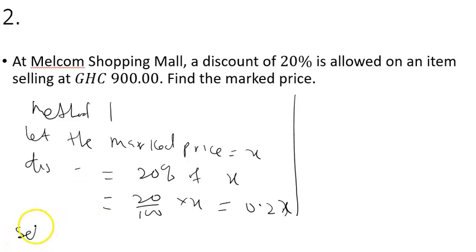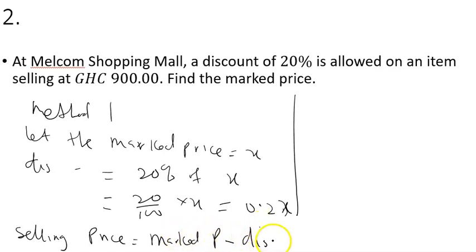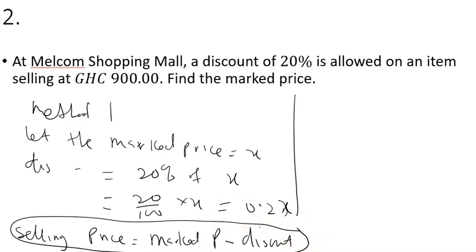We have this nice formula. Take note of this. Selling price equals market price minus discount. It's very powerful. So let me put them into an equation, then we solve it. The selling price here is 900, which equals the market price S minus the discount 0.2S.